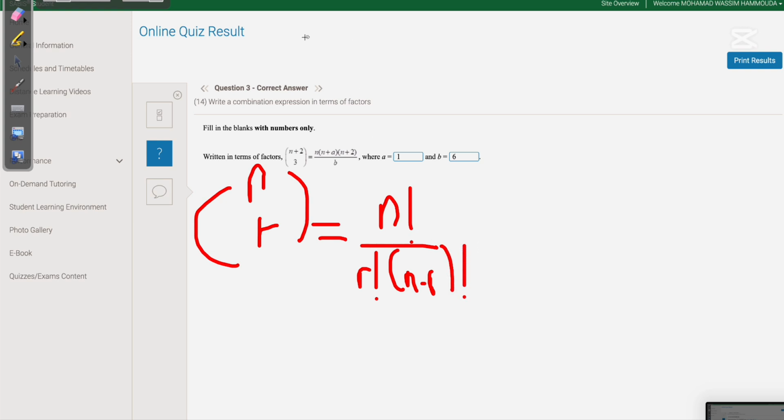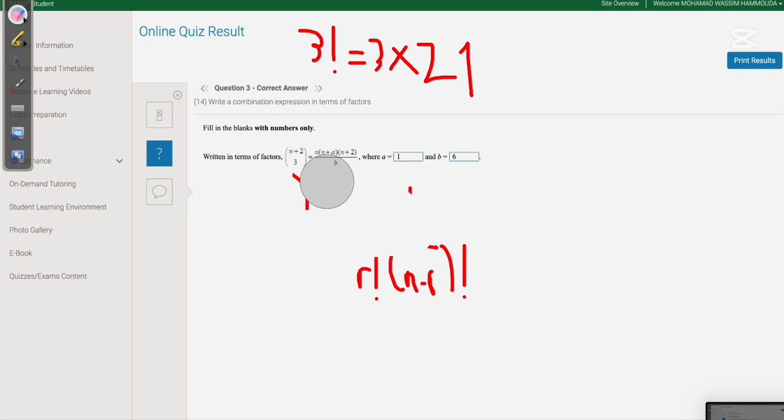A factorial, for example, let's take 3 factorial as an example, would be equal to 3 times 2 times 1. Okay, now let's start solving.